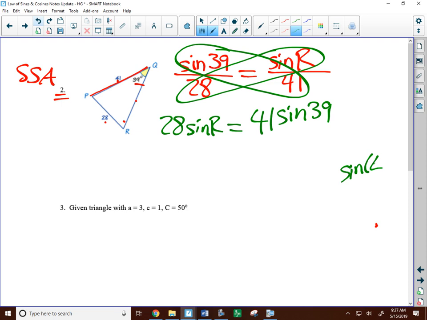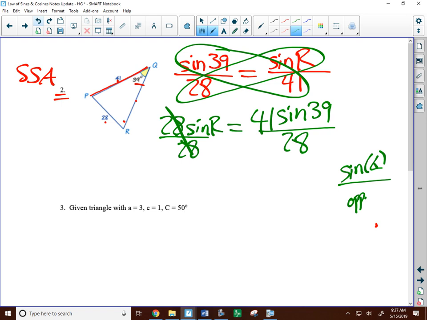Sine, pick an angle, and then underneath it you put its opposite side. Put OPP. Sine of one angle up there over its opposite side. That's what the law of sines basically is. So cross multiply. I'm solving for r. I first need to get rid of the 28, so I'm going to divide both sides by 28.